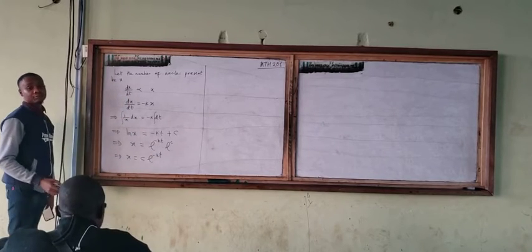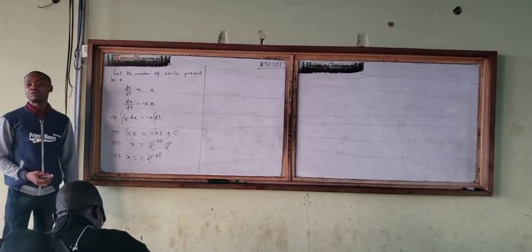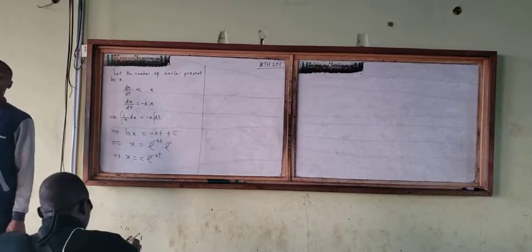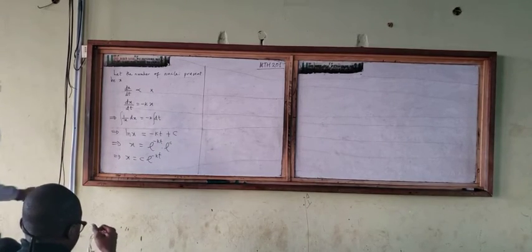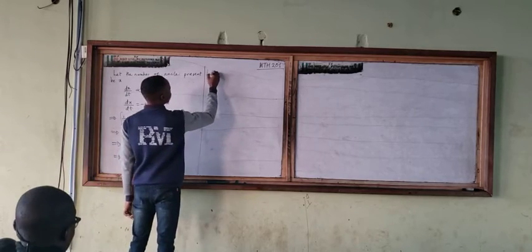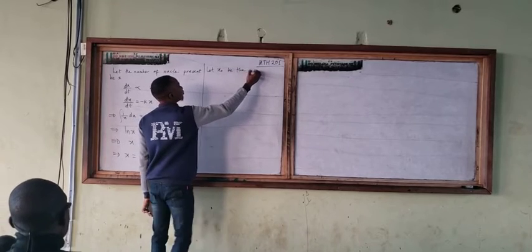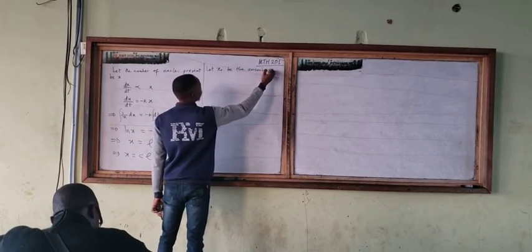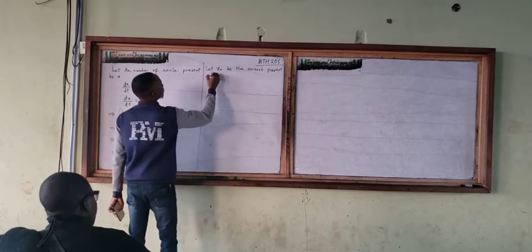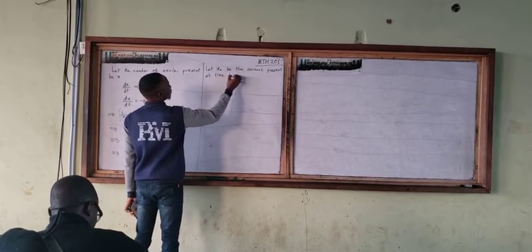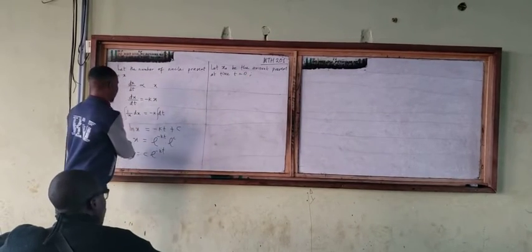Does that make sense? Right, so the next thing is to actually find out the constant. Whenever you are dealing with something like this, you will usually make use of the initial value to get that constant. So let x naught be the amount present, that's the number of nuclei, at time t equals 0. If that is the case, we can use that to get this constant of proportionality.